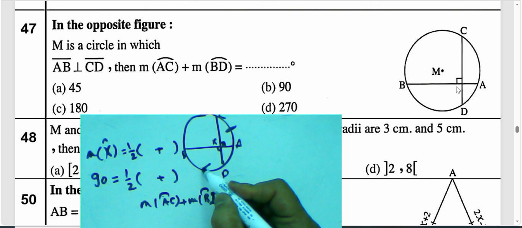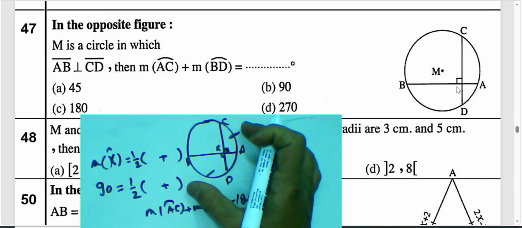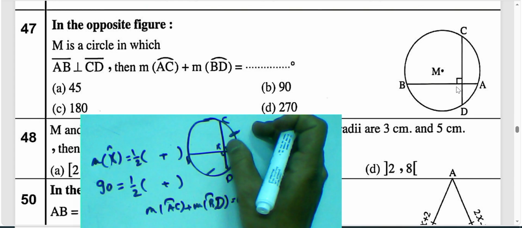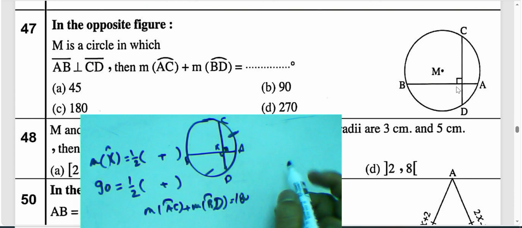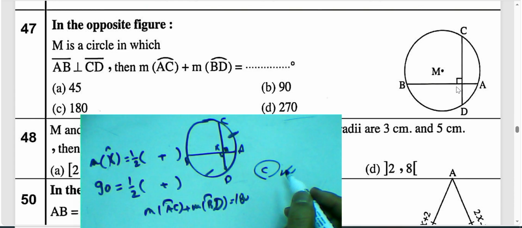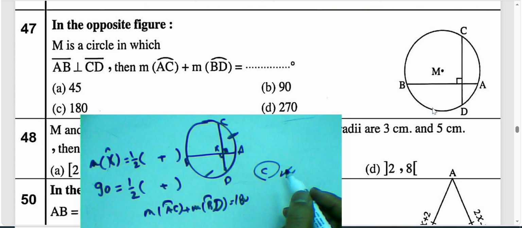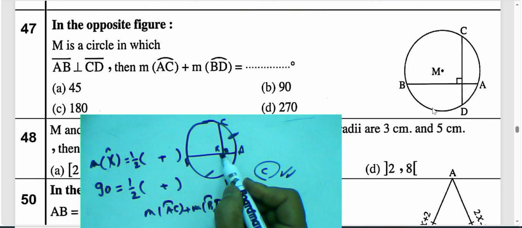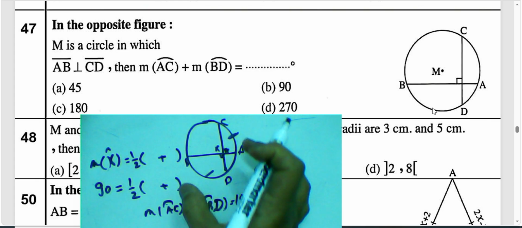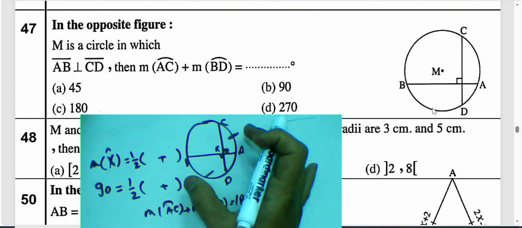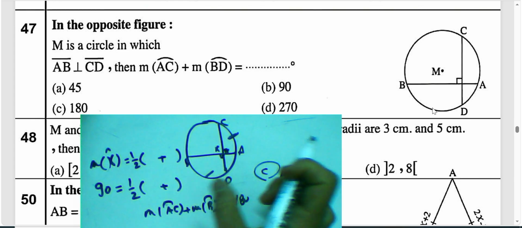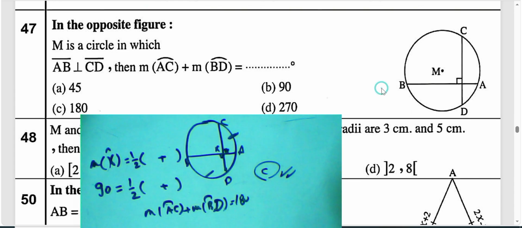Understood? This arc and this arc, the summation between them together equals 180, because 180 divided by 2 equals 90. Then the result will be 180. Choose letter C. He asked about the sum of two arcs, arc CA and arc BD. The summation between them together equals 180. Why? Because the opposite angle here equals 90. 90 equals half the sum of two arcs. The sum of the two arcs here equals 180. 180 divided by 2 equals 90. Then the result will be 180. Next question.